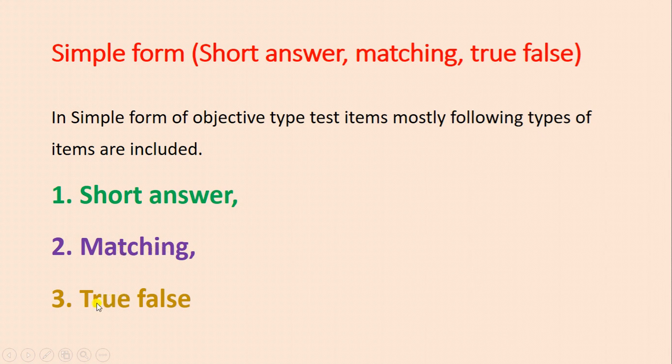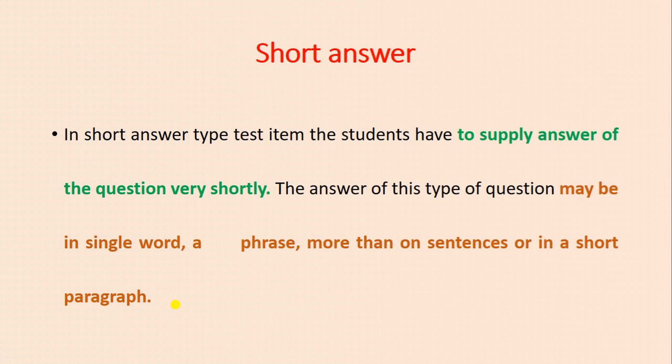The next type of simple form objective type test is true false. So these three types are included in simple form objective type test: short answer, matching type, and true false. My dear students, let us discuss all these types one by one. First of all, short answer.